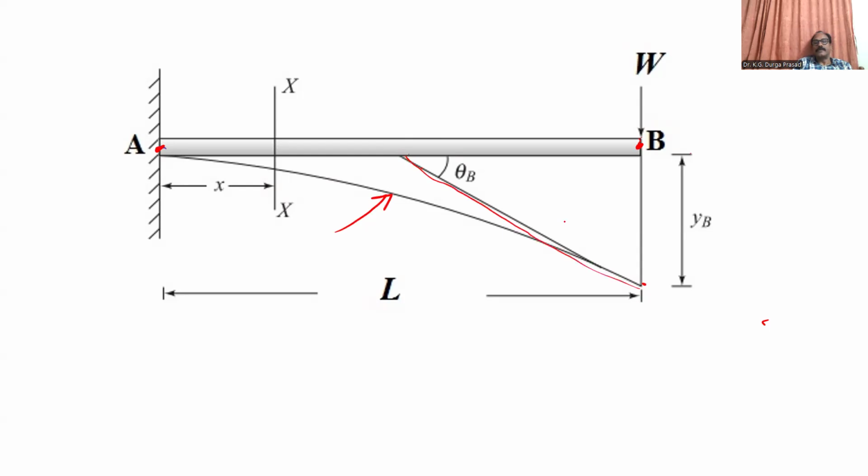This tangent makes an angle with the horizontal, that is theta B. So this is a representation of slope. What about deflection? It is the vertical distance at point B. Let us say it is B dash. What is the meaning of B dash? It is point B after the load is applied on the beam. This vertical distance gives you the deflection. So far we discussed how to find the slope and the deflection for a cantilever beam subjected to a point load at its free end.